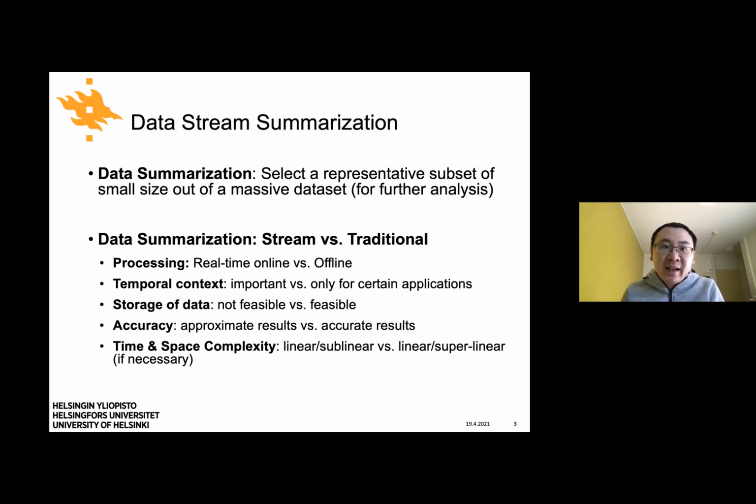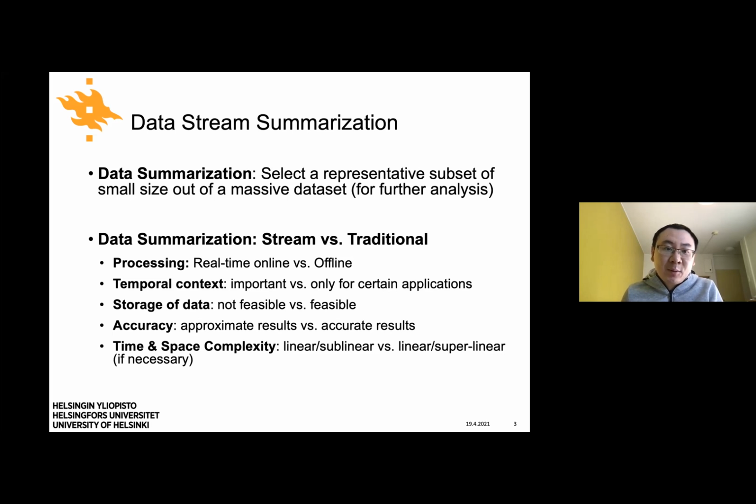To process the data stream efficiently, a common method considered is to summarize the data stream into a smaller subset, such that the subset can be processed more efficiently. So we need data summarization techniques for data streams. The concept of data summarization is to select a representative subset of a small size out of a massive data set for further analysis tasks.